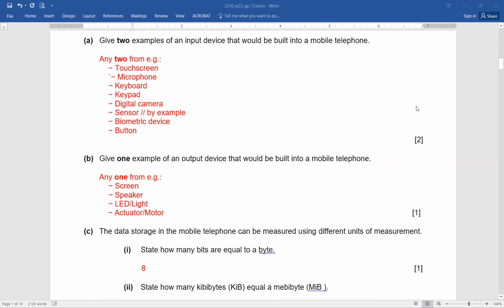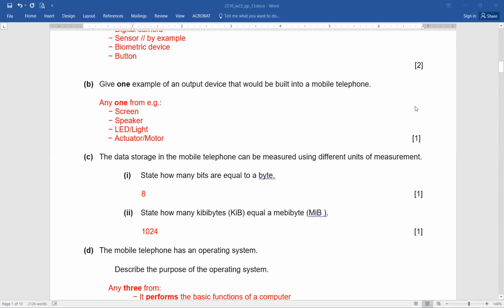Okay. Give one example of an output device that could be built into a mobile phone. Now see which one is built in. You can see anyone from example given. A screen is there, speakers are there, then LED or the light is there, or actuator or motor is there. So these were the right answers that were expected from the students. And if you have written it accurately, you were able to score 1 out of 1.